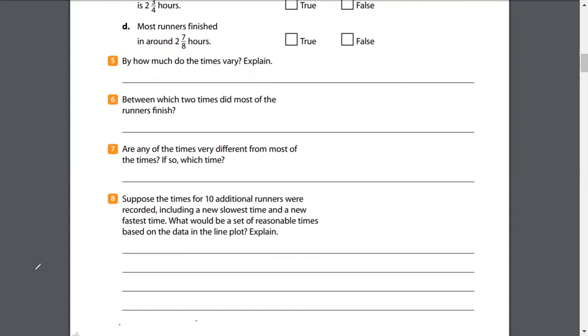Okay, suppose the times for additional runners were recorded, including a new slowest time and a new fastest time. What would be a set of reasonable times based on the data in the line plot? So this isn't just saying, look at what we have, it's saying add a slowest, so 10 additional runners. Right. Plus a slowest time and a new fastest time. And what would be a reasonable set of times? Oh, this is for you to come up with some more data.